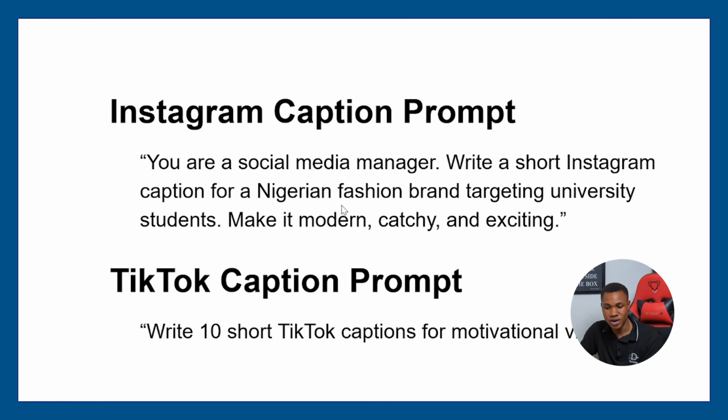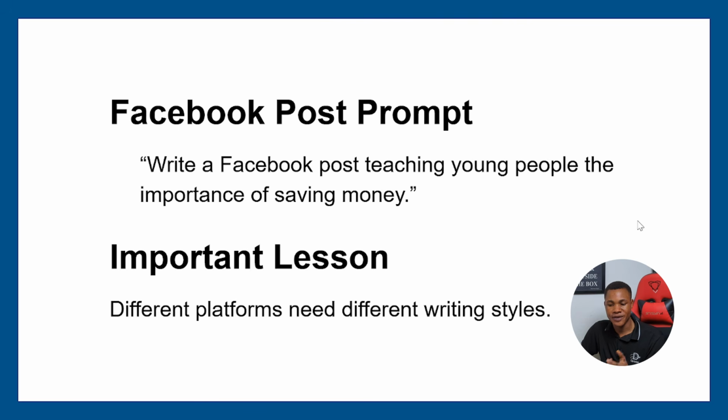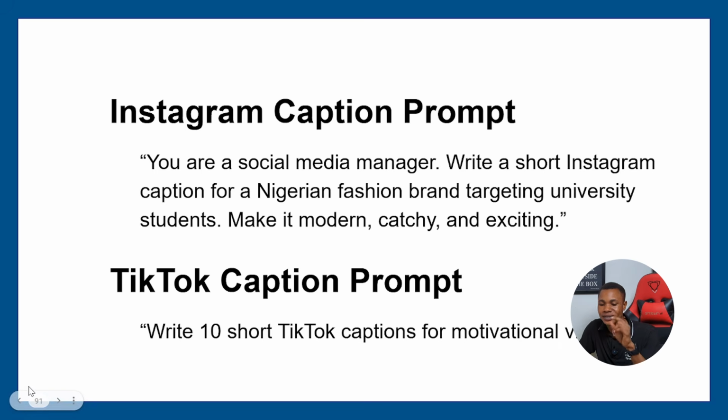So, all right, you can see how it looks. For TikTok, write 10 TikTok captions. You can see their Facebook. Write a Facebook post teaching young people the importance of saving. Important writing: different platforms need different writing styles. Write a Facebook post. Write 10 short TikTok ideas. So by the time you introduce the word TikTok, the AI already understands that the platform is TikTok.